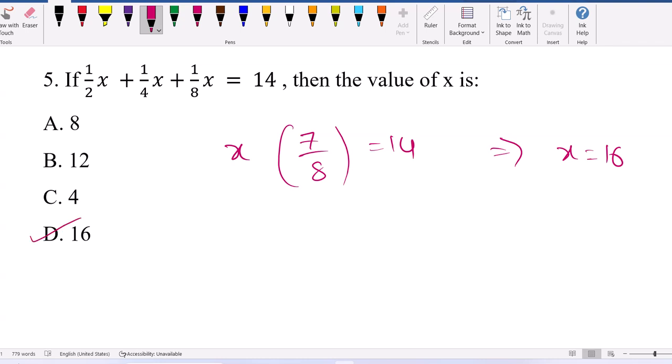Or you can do trial and error also actually. You can use the options and try them back. X value 16.